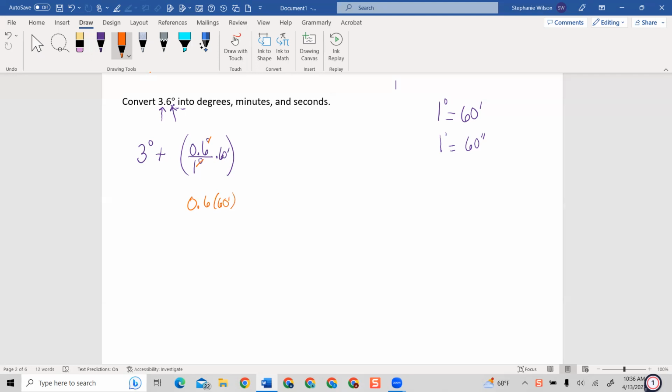So we got 0.6 times 60. That gives me 36 minutes. Since this 36 does not have a decimal, if it had a decimal, say right here, then we would focus in on these decimal placements to get our seconds. But we don't have a decimal here, so we are done. So I have 3 degrees plus that 36 minutes. That means my end answer is 3 degrees, 36 minutes.